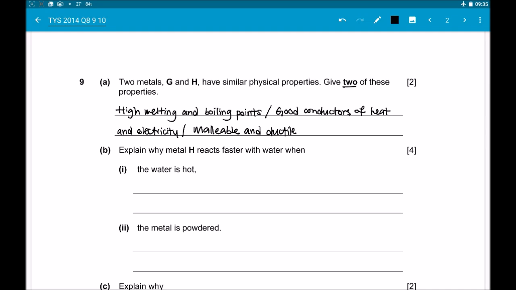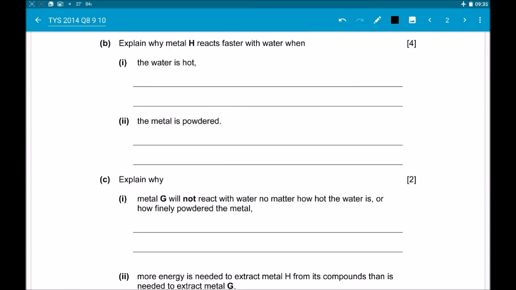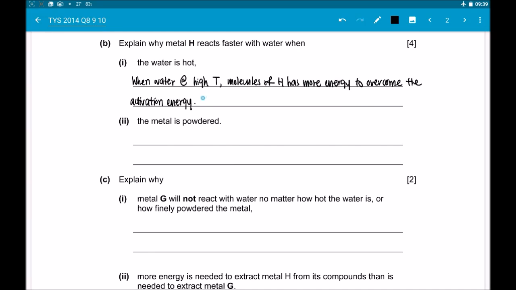So let us look at part B. Part B is actually talking about the rate of reaction. So explain why metal H reacts faster with water when the water is hot. So when the water is at a high temperature, the metal H and water molecules have more kinetic energy to overcome the activation energy. The frequency of effective collisions between H and the water molecules is higher, and thus the rate of reaction is higher.